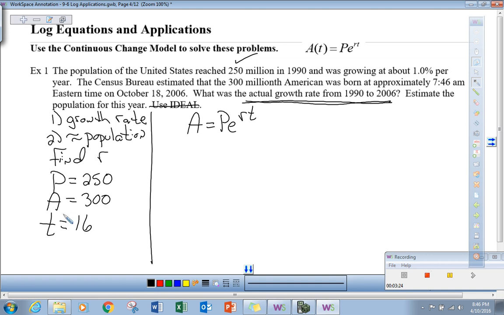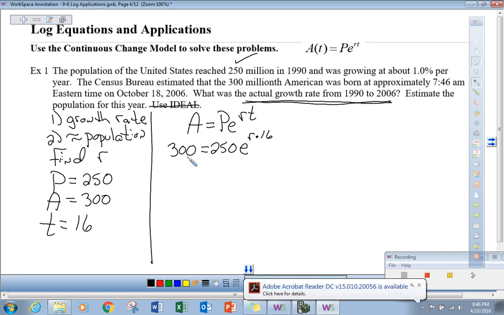Now, if you will, come in and plug them in. I know A is 300 million. I know that P is 250 million. We got e for our continuous growth. We don't know our R value, but I know my T value is 16. We are now going to solve this.